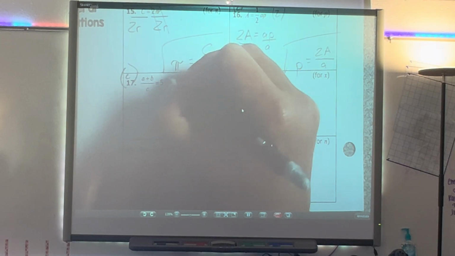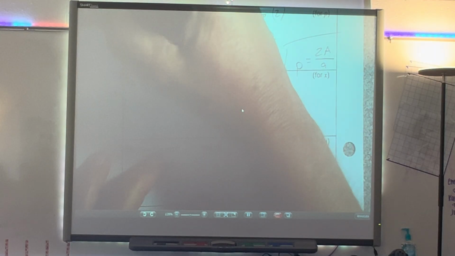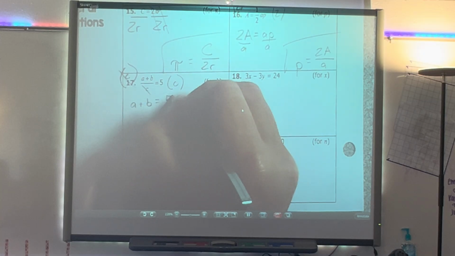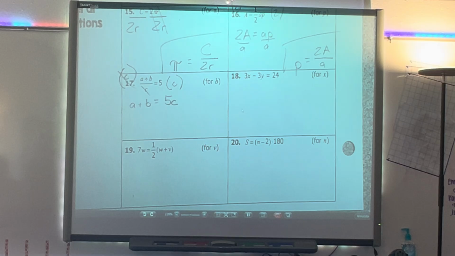How do I get rid of C? I'm going to multiply it off. So C over B over here cancels on this side. So now I have A plus B is equal to 5 times C, right?